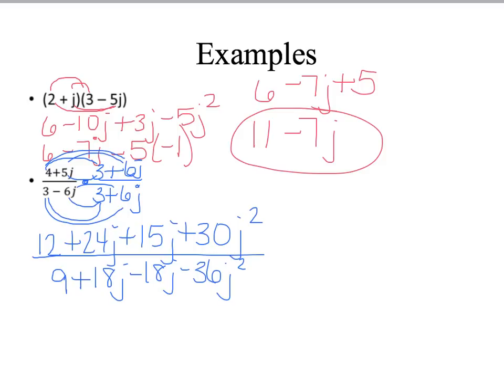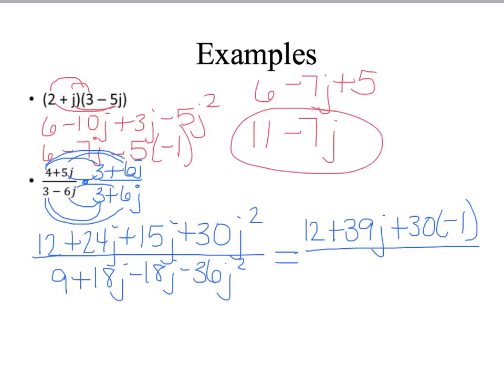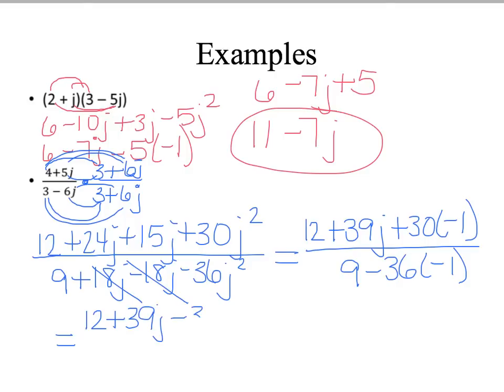And now let's simplify a little bit. 12 plus 39j plus 30 times negative 1. And then on the bottom, notice my middle terms are going to cancel out, and I have 9 minus 36 times negative 1. 12 plus 39j minus 30. 9 plus 36 on the bottom.